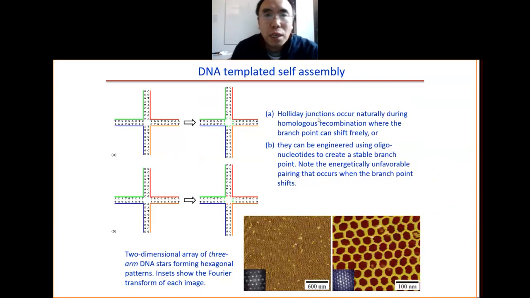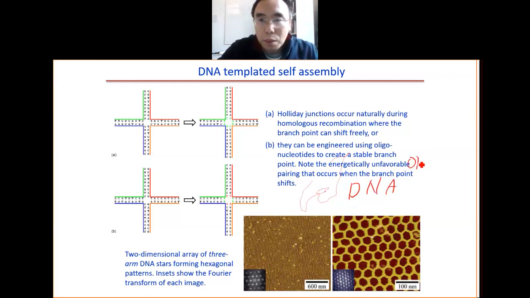The last example is called a DNA subassembly to form this kind of patterns. You can form this called the Holliday junction. You form this kind of 2D pattern using the DNA. Now this one, there is a name for it. It's called DNA origami. I will show what is DNA origami.